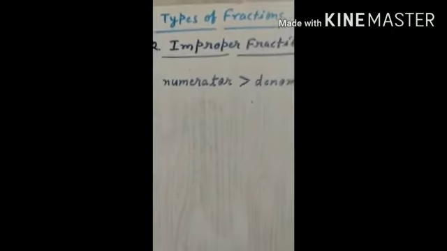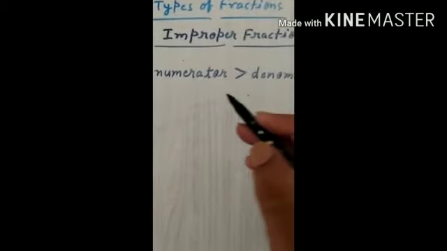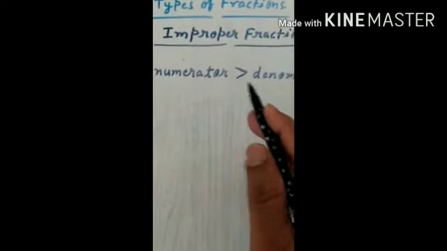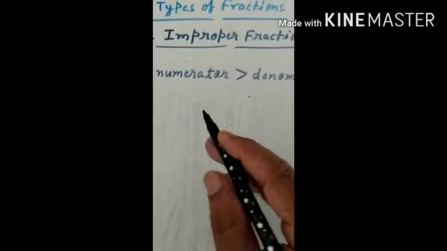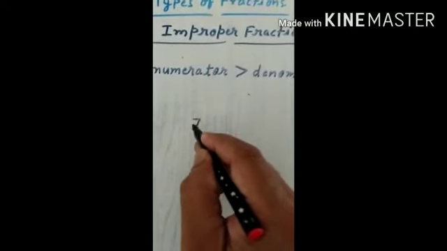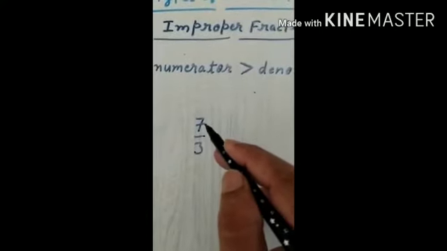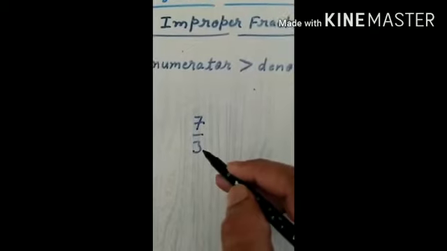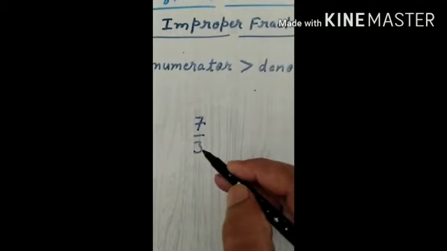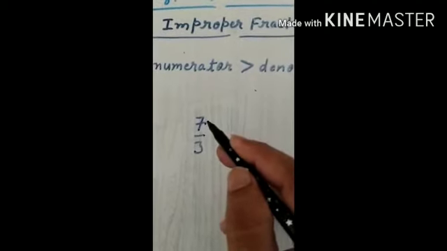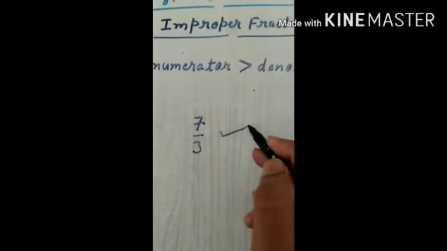Second, improper fraction. A fraction whose numerator is greater than the denominator is called an improper fraction. For example, 7 by 3. Here the numerator is 7 and the denominator is 3. You can see 7 is greater than 3. It means the numerator is greater than the denominator. So this fraction is called an improper fraction.